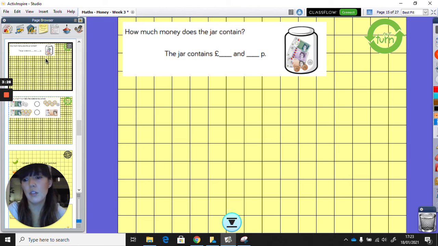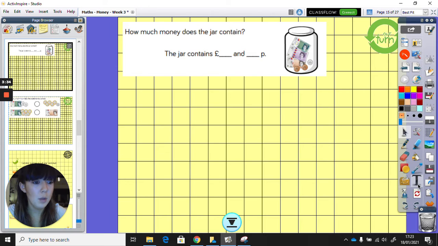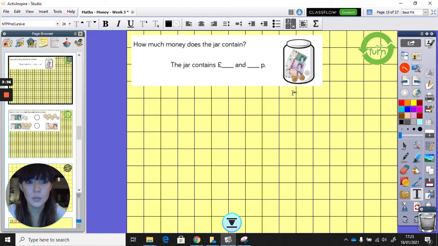Okay, so I'm going to go through the answer. You should have had a go in your books or on your piece of paper. First of all, I'm going to start with the pounds. I can see that in that jar there is a £5 note. So I'm going to write £5, and that's a £20 note. Remember, £20 are purple. And I can see a £10 note. So I'm going to write them there. That's the pounds done.